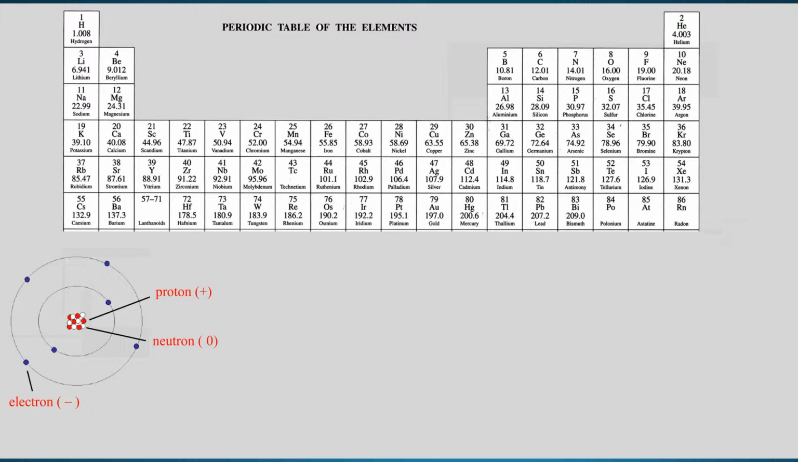Positive proton. The proton is important because it determines what atom you are. For example, you look at this 6. 6 must be carbon. So 6 protons means you are carbon. 7, you are nitrogen. 7 can't be anything else but nitrogen.